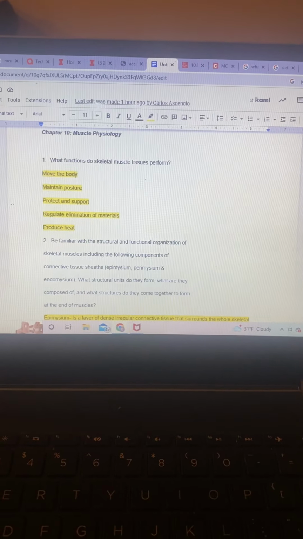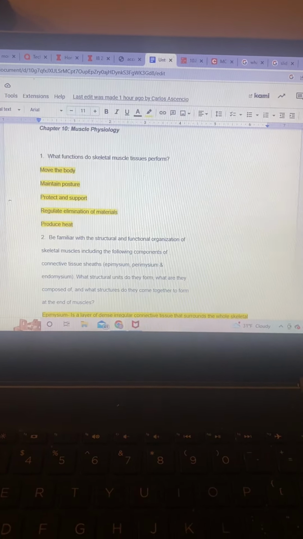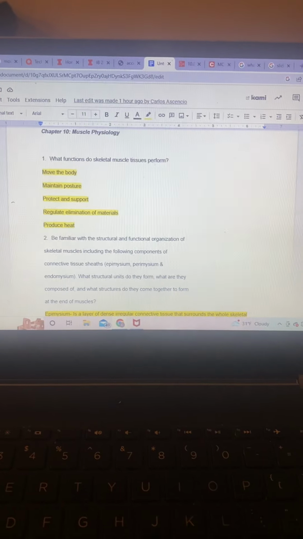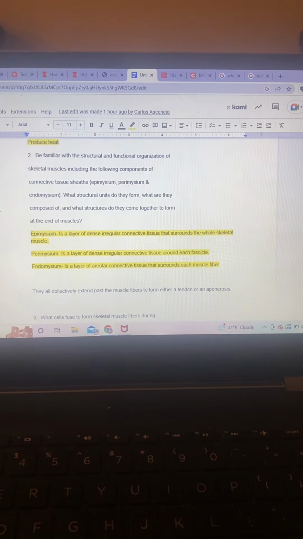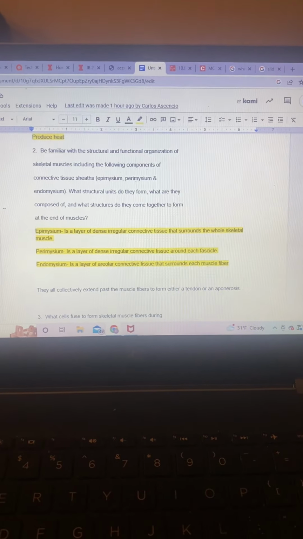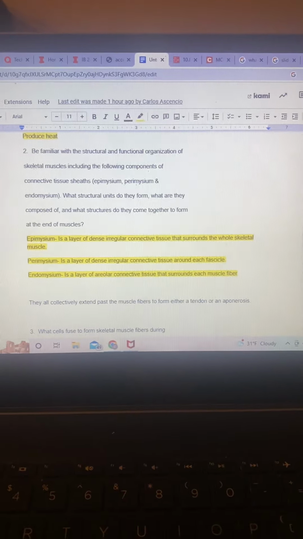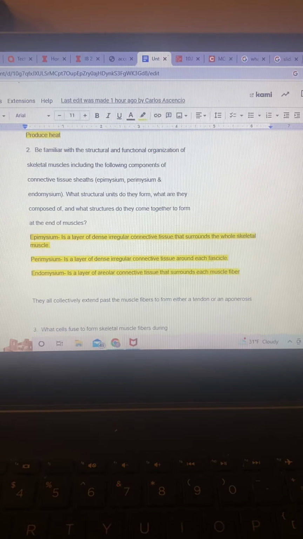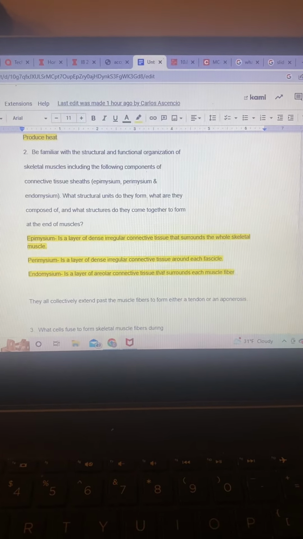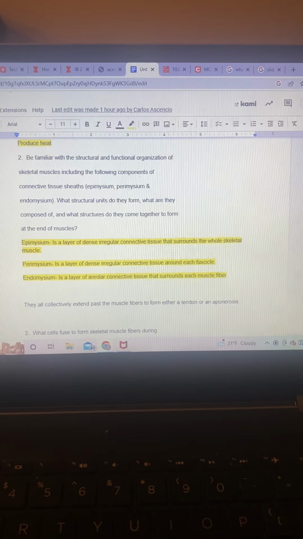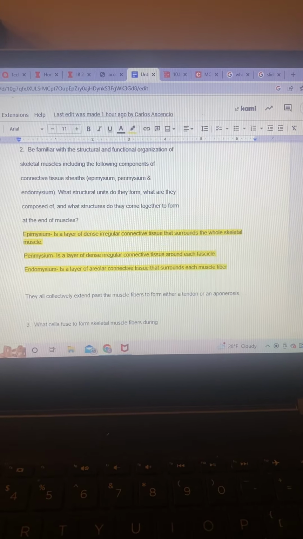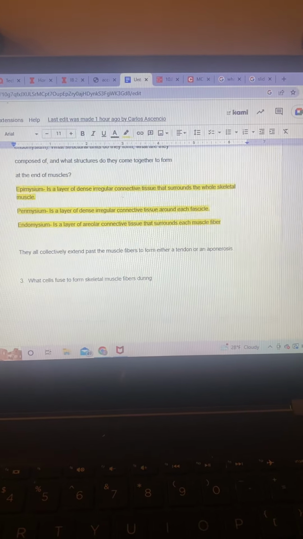So what functions do skeletal muscle tissues perform? They move the body, maintain posture, protect and support, regulate elimination of materials, and produce heat. Second one, epimysium is a layer of dense, irregular connective tissue that surrounds the whole skeletal muscle. Perimysium is a layer of dense, irregular connective tissue around each fascicle. Endomysium is a layer of areolar connective tissue that surrounds each muscle fiber.